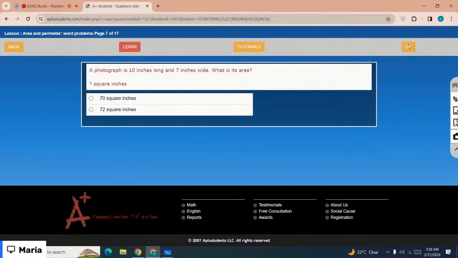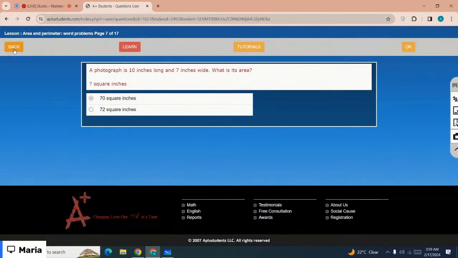A photograph is 10 inches long and 7 inches wide. What is its area? Which is the correct option? Yes, that is 10 times 7 equals 70. So the correct option is 70 square inches, right?